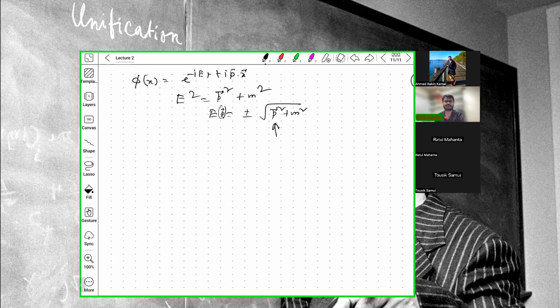So we will also not discuss it much. We'll use these equations. So that is the Klein-Gordon equation.